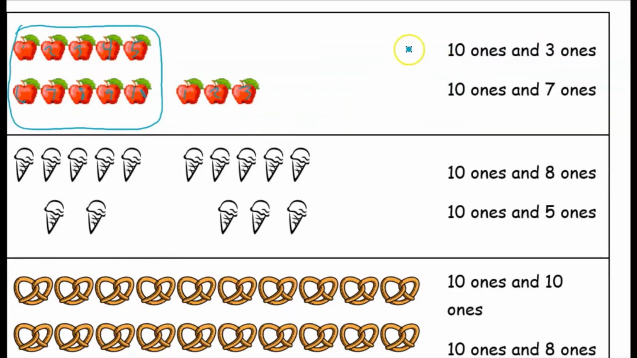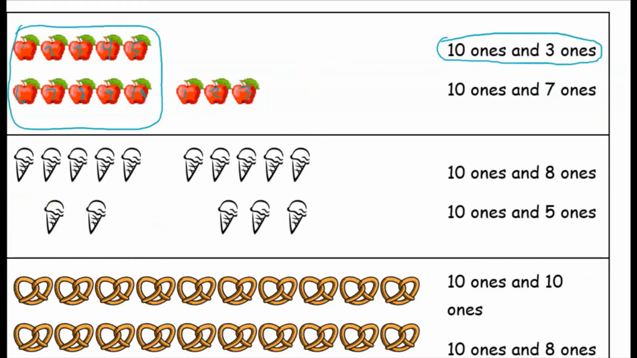Now let's come over here and decide which one we need to circle. The first says 10 ones and 3 ones, or 10 ones and 7 ones. Right. We know that we had a group of 10 ones and we just counted 3 ones.